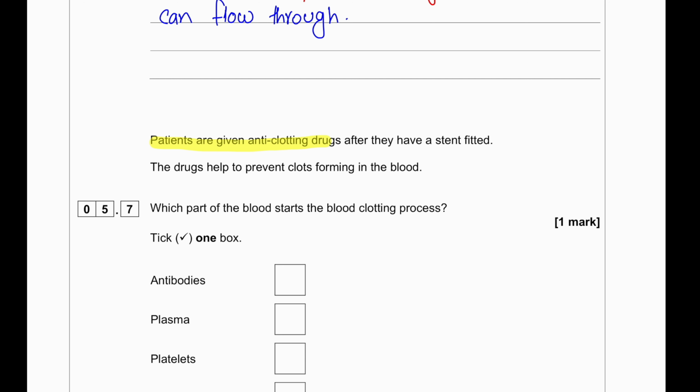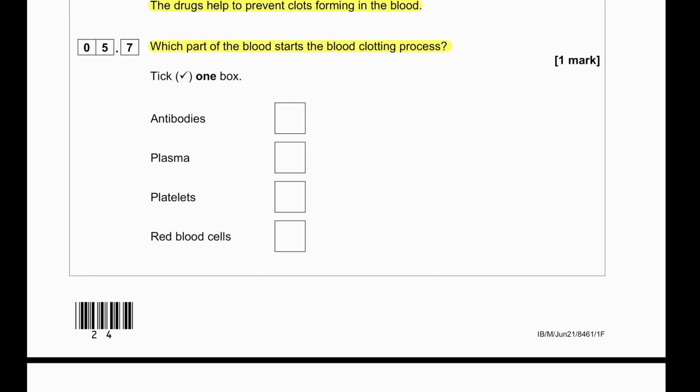Patients are given anti-clotting drugs after they have a stent fitted. The drugs help to prevent clots forming in the blood. Which part of the blood starts the blood clotting process? Now, blood clotting is started by platelets. The other responses are antibodies. We know antibodies are needed to fight foreign pathogens basically. So plasma is the liquid part of the blood, and red blood cells are necessary for carrying oxygen. However, platelets are necessary for the blood clotting process.